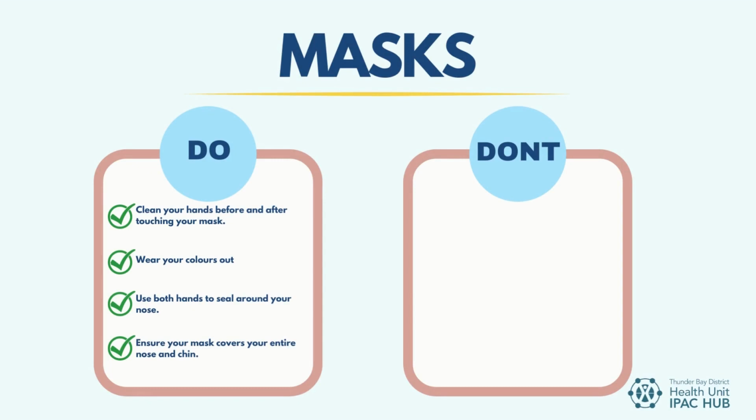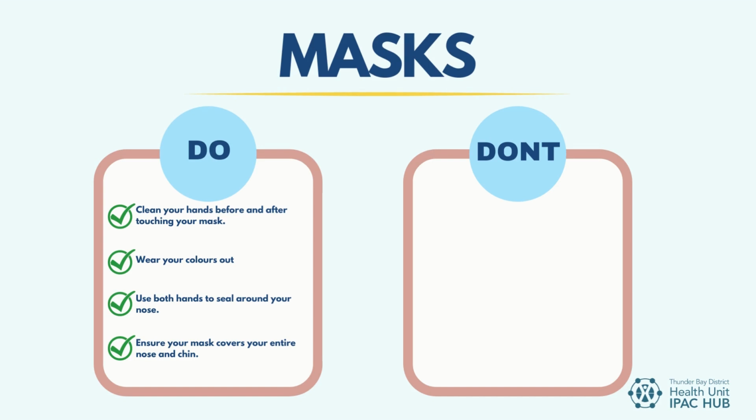So let's get into some do's and don'ts of mask wearing. First and foremost, you should always clean your hands before and after touching your mask. This can be with alcohol-based hand rub or with soap and running water. You also want to wear your colors out, meaning if your mask has a blue side and a white side, the blue color should be facing out. This ensures that you are wearing your mask properly with the layers of the mask in the right place, such as the fluid-resistant layer being on the outside.